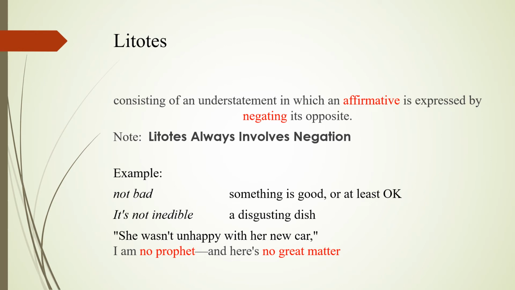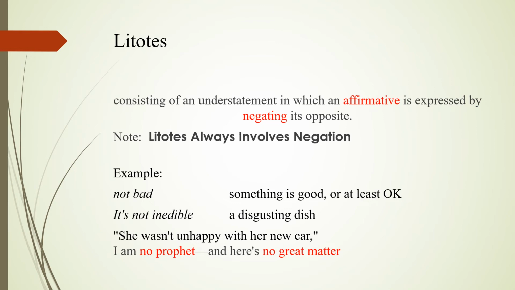Litotes is consisting of an understatement in which an affirmative is expressed by negating its opposite. Note, please take note, litotes always involves negation. Ito yung ginagawa mo pag silently nagyayabang, nangaasar, o kaya pag hindi ka sure. Example, not bad. Something is good or at least okay. Hindi na masama. Right? Not bad for a beginner. Not very good, not good. It's just at least okay. At least nagawa. That's litotes.